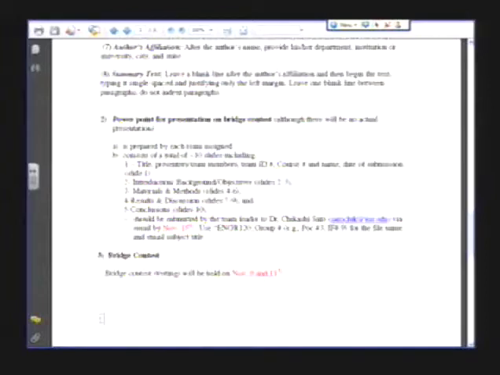My contact address is here, satochik@isu.edu. So that is about it, and I'll turn it over to Dr. Bruce Savage.